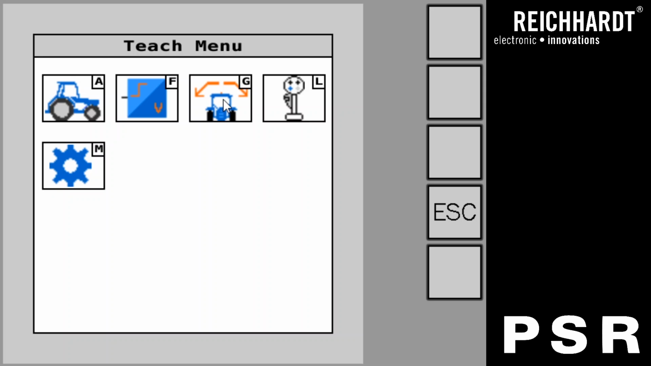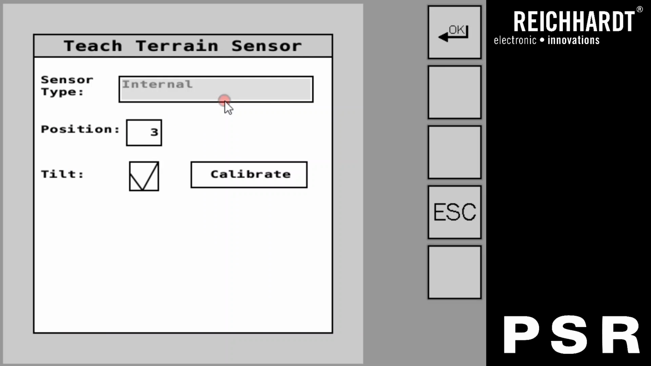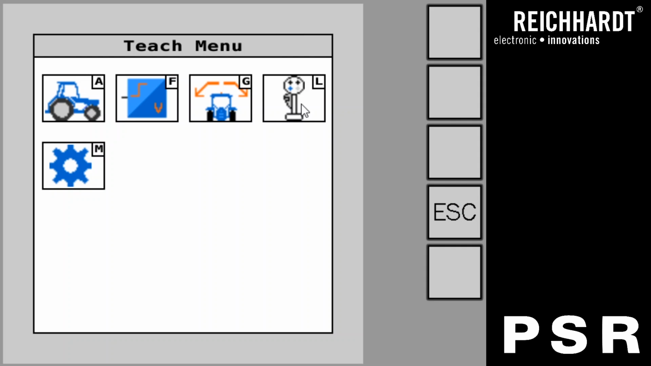The next icon over has a letter G, and it has an icon with orange arrows wrapped down off the roof. When I click on that, you have the Teach Terrain sensor. And this is where we go in to set up and calibrate a tilt sensor or the embedded 6-axis terrain compensation on a Reichhardt MC controller. There's a few different input settings here. We're not going to go into detail in this video, but again, there's additional adjustment for calibrations if the controller's ever moved.